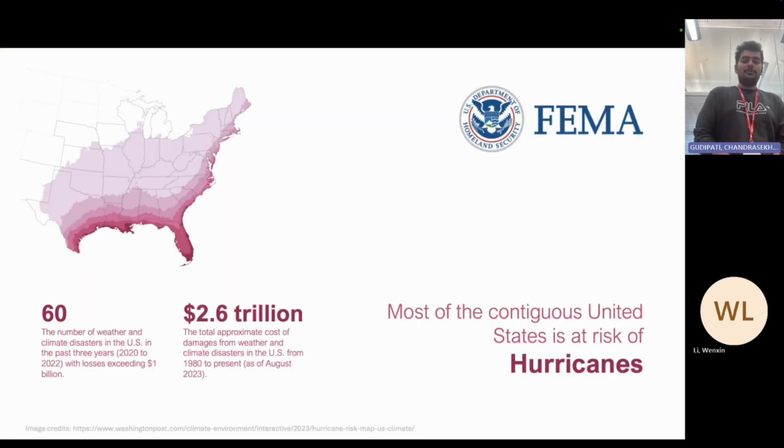Looking at the background of the problem, most of the contiguous United States is at risk of hurricanes, as you can see in the image. Now, the number of weather and climate disasters in the US in the past 3 years, with losses exceeding 1 billion each, are 60, and all of these amounted to $2.6 trillion in damages from 1980. Now, that's a lot of money, and we could do a lot about it. And it's also a lot of lives, which are more important.